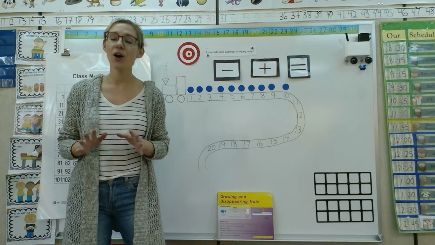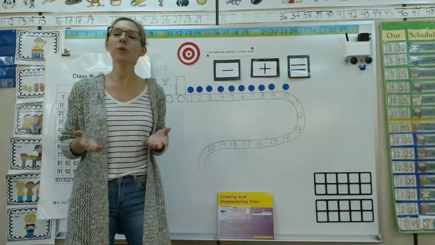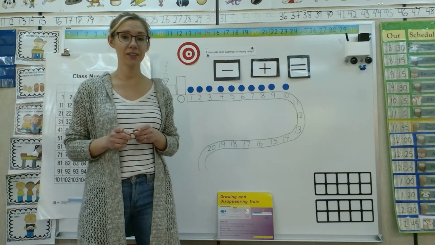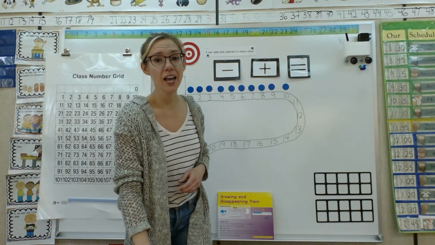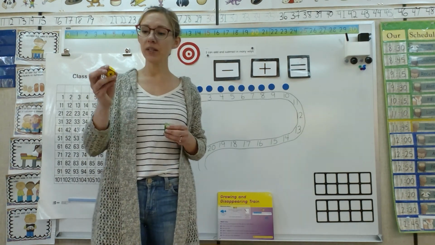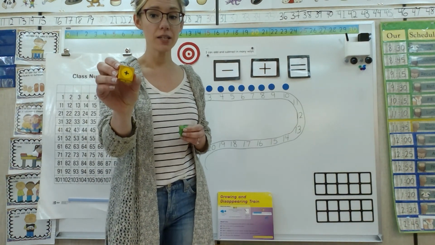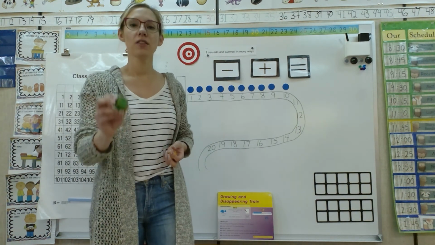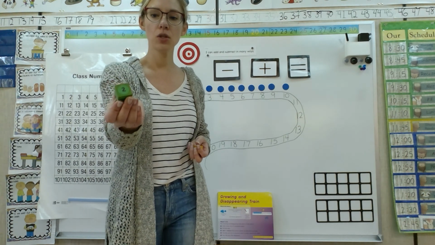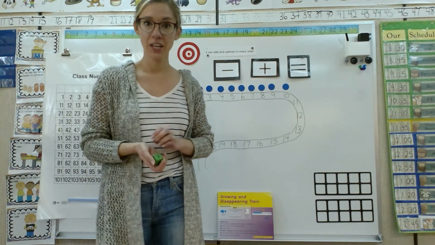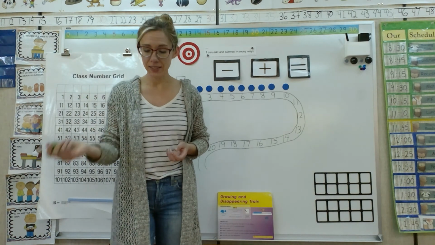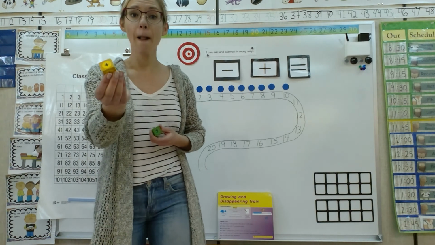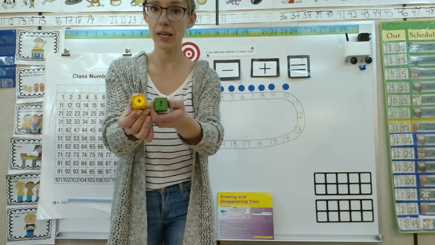Well, today we're going to mix it up a little bit and play a game called Growing and Disappearing Train. Here's how the game goes. I have 2 dice. On one dice, there are plus and minus symbols. On the other dice, there are numbers like 1, 2, and 3. So I'm going to take both dice and roll them at the same time. And I got plus 3.